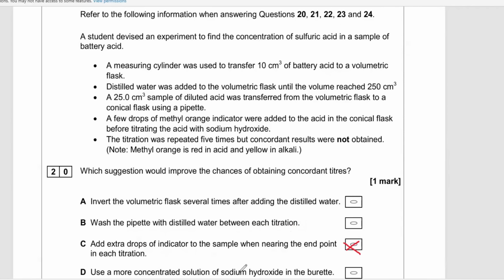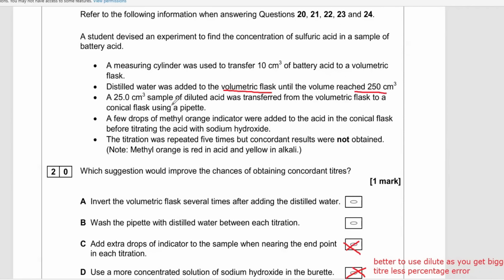All right, extra drops of indicator. I think that one's pretty easy to say. No, that's not going to make any difference. Use more concentrated. Actually, a more concentrated solution in the burette is going to mean that you get a smaller titre. So instead of 20 centimeters cubed to neutralize, you might only need 7. And the problem there is any slight millimeter cube difference is going to be maximized. Like, you're going to have a bigger error. So with smaller measurements, there's a bigger error.